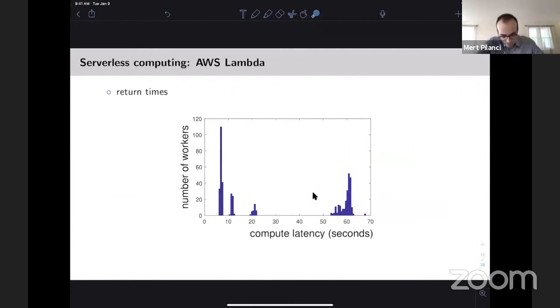But there is a big problem. If you look at the return times, you will see a very significant tail latency. If you look at compute latency and the number of workers, this is a histogram, you will see that a significant portion of the computations arrive very late. Some small ratio here arrives in less than 20 seconds, but to get all your computations, you have to wait more than a minute. And this is called the straggler problem.